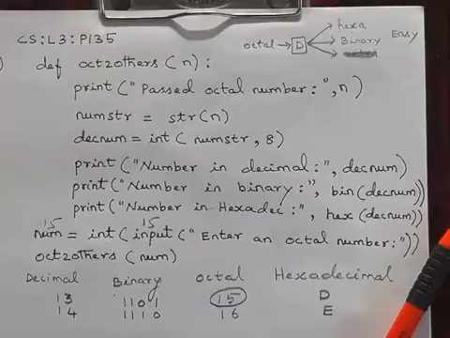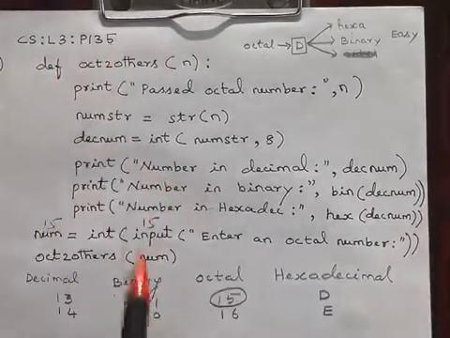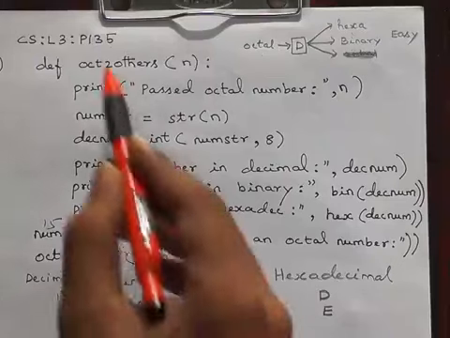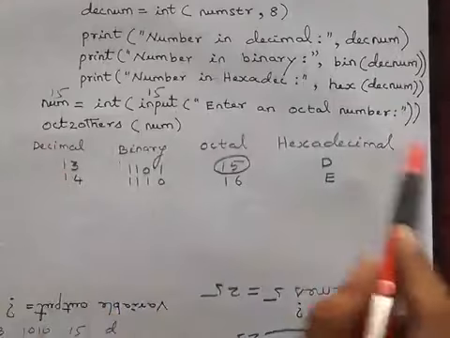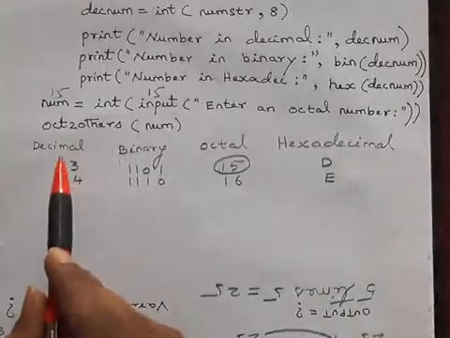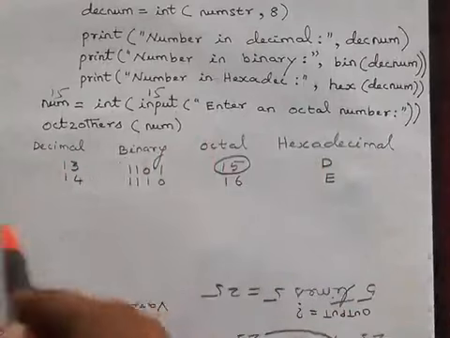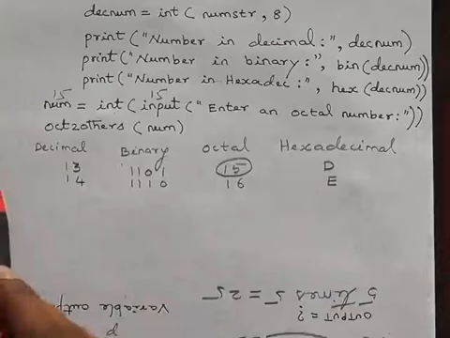So good morning students, this is computer science class, lesson number 3, page number 135. I am going to explain this program. Before going to this program, I just show you a table. This is called the decimal to binary octal hexadecimal conversion table. This table you already saw in 11th standard, so you are already well acquainted with this concept.